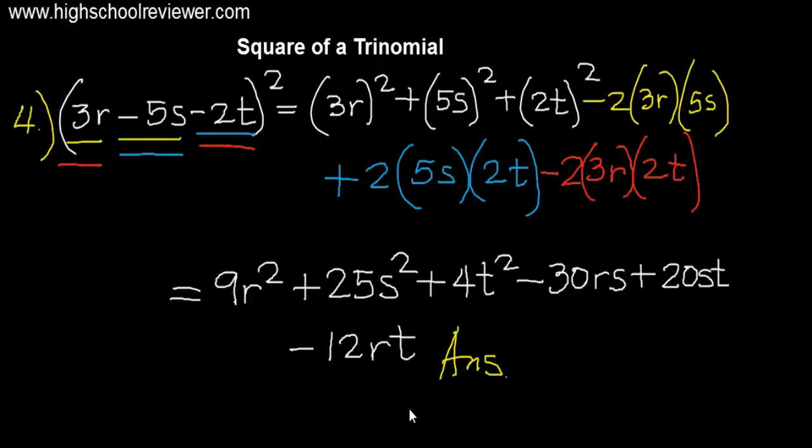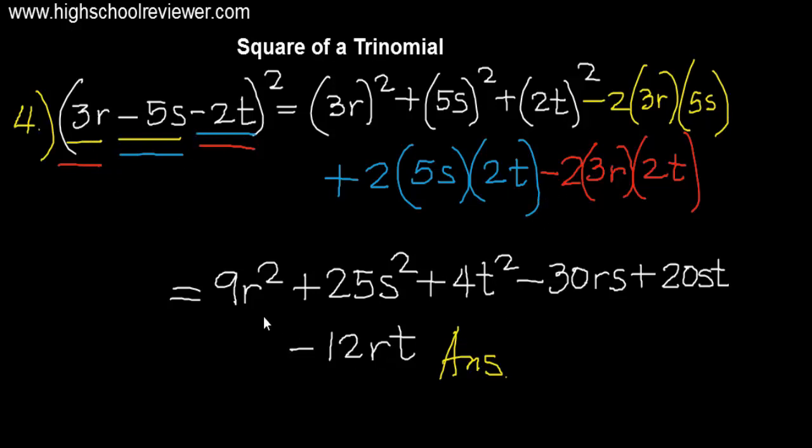And for our number 4 problem, we have the quantity of 3r minus 5s minus 2t raised to the power of 2. Again, get the sum of the square of the three terms, and then multiply by 2 the first and the second term. Positive multiplied by negative, that is negative. Multiply by 2 the second and the third term. Negative multiplied by negative, that is positive. And multiply by 2 the first and the third term. Positive multiplied by negative, we have negative.